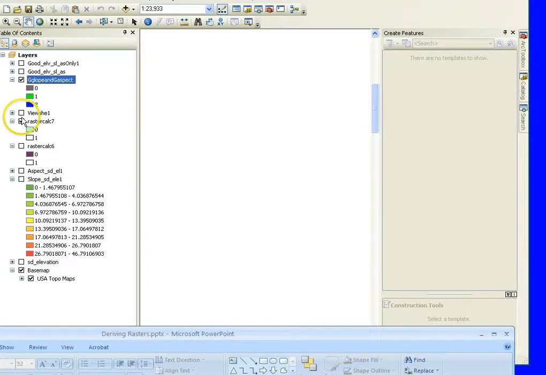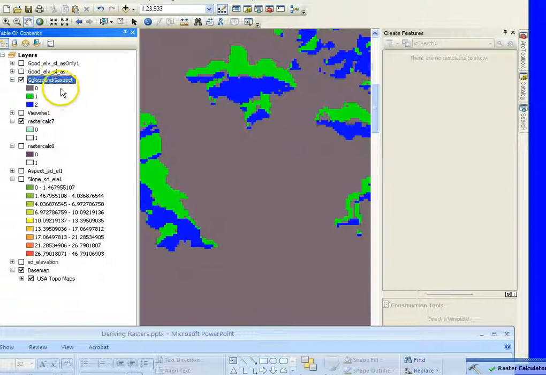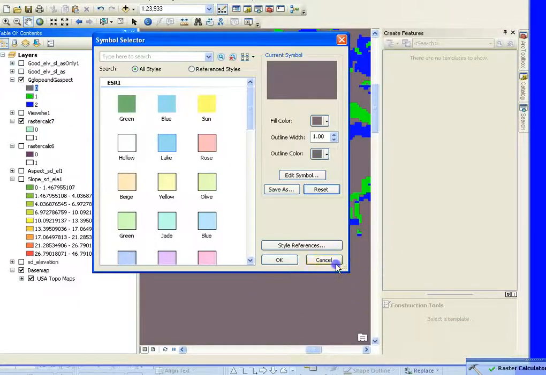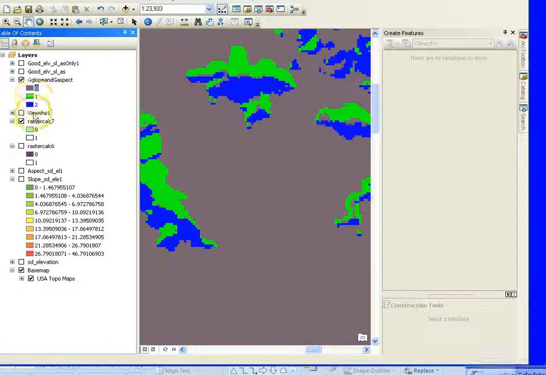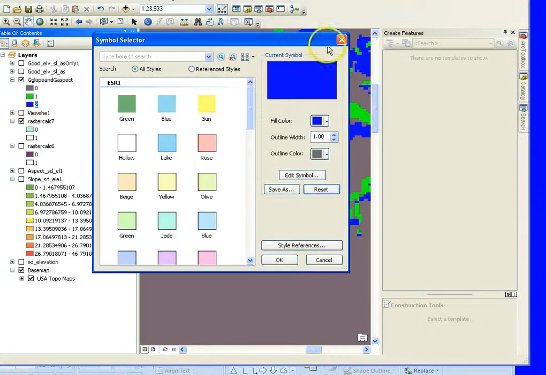Oh, things are very cool. So what I get is a 0, a 1, and a 2 value. And what I know is if I add 0 and 0, I'm going to have 0. So this means none of the criteria were met. A 1 means at least one of the criteria was met, either the aspect or the slope. A 2 means both of the criteria were met.